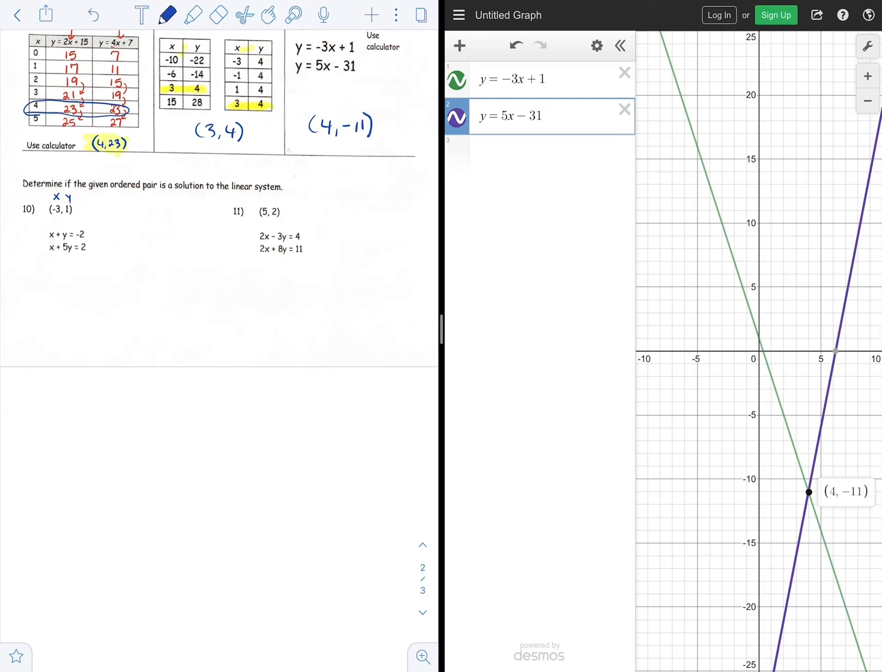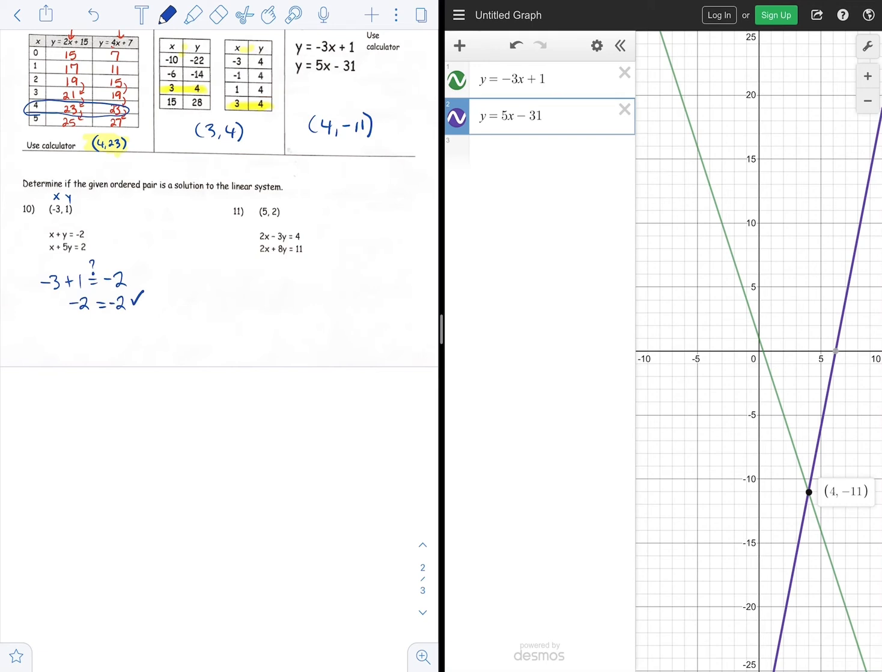For instance, in this first one, we have x plus y equals -2. So we're going to type in for x, -3 plus 1 equals -2. Is this a true statement? Well, -3 plus 1 is -2. -2 is equal to -2. Therefore, yep, it's a true statement, at least for that one.